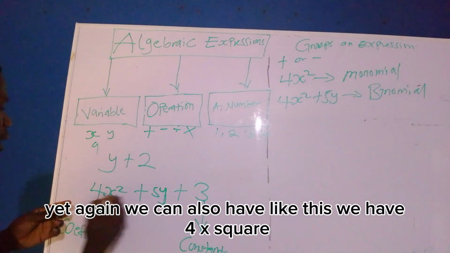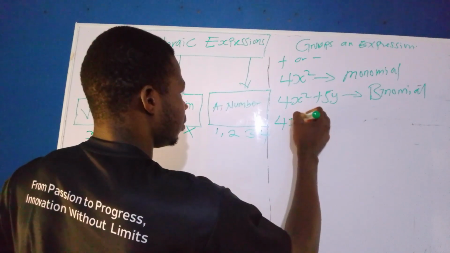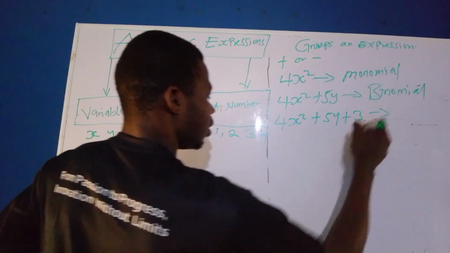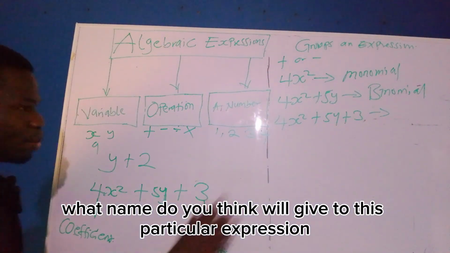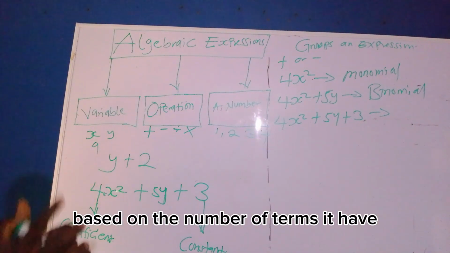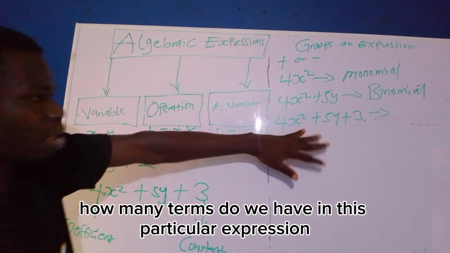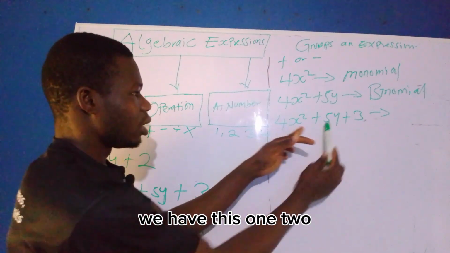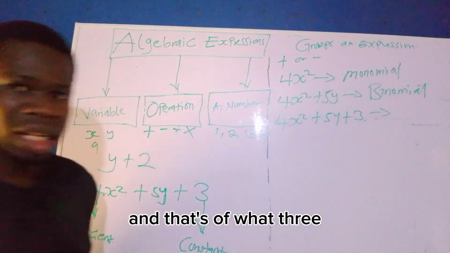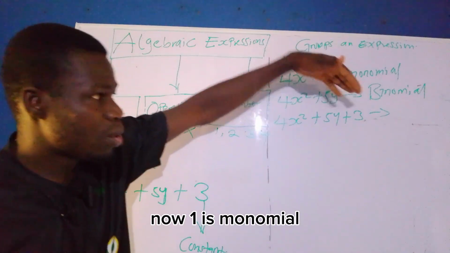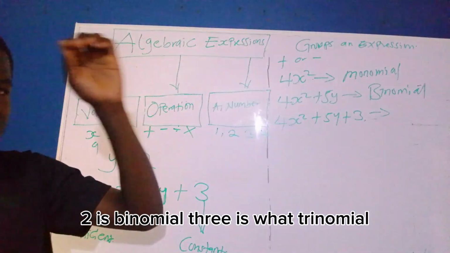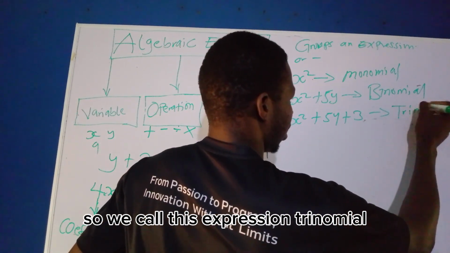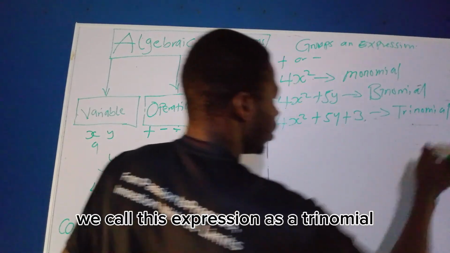Yet again, we can also have something like this. We have 4x squared plus 5y plus 3. What name do you think will give this particular expression based on the number of terms it has? So first of all, how many terms do we have in this particular expression? Let's count them together. We have this 1, 2, and that's of what? 3. Now, 1 is mono, 2 is binomial, 3 is what? Trinomial. So we call this expression trinomial.